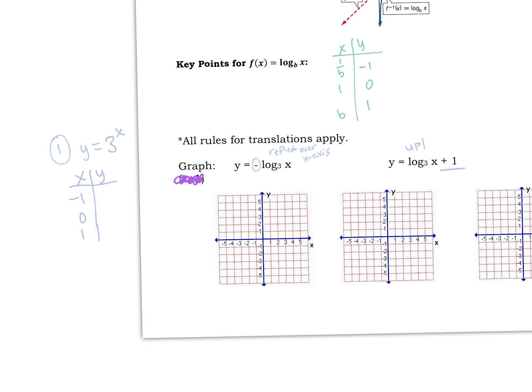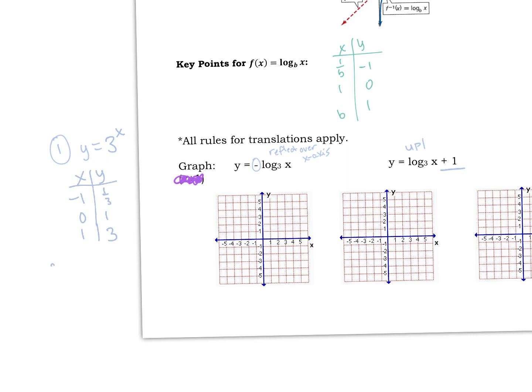So we want to do our table of values for y equals 3 to the x. That's going to be first step. Okay, so this gives us a 1/3. 3 to the 0 is 1. 3 to the first is 3. So that's first step. Any logarithmic graph, we actually create the table for the inverse of that exponential. Okay, think of it as the parent graph, right, of the inverse.